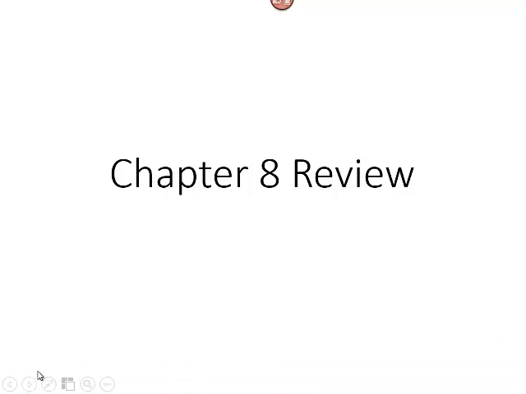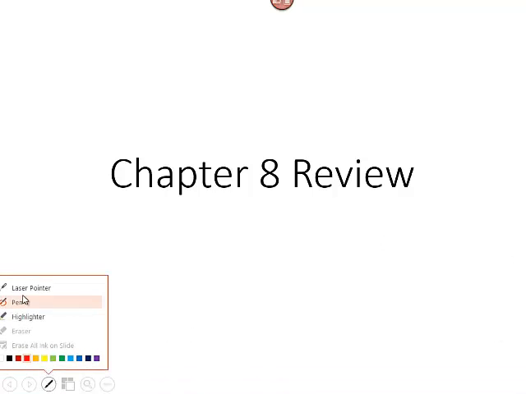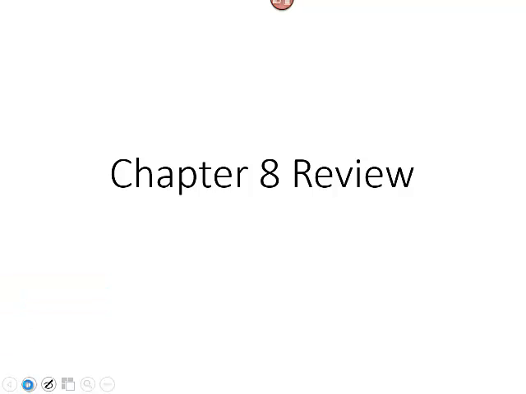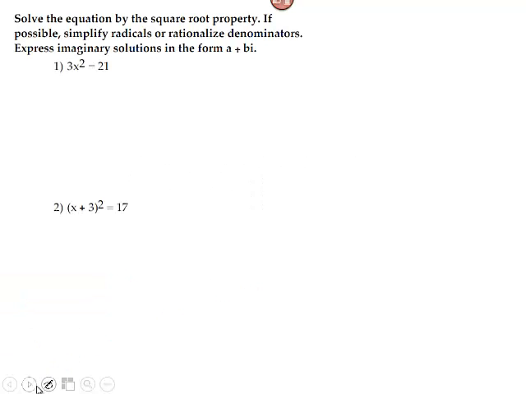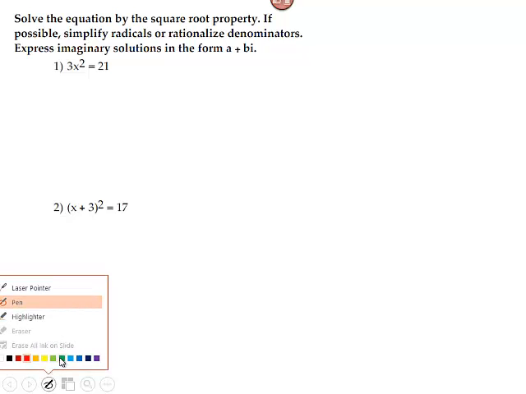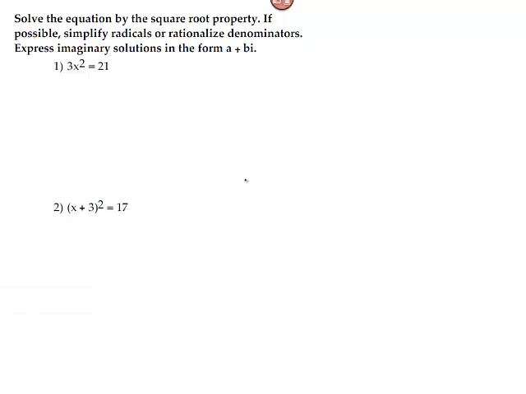Alright, let's get started with the Chapter 8 review. Number 1 here, we want to solve these equations by the square root property, which is a pretty nifty, easy to use property. All you have to do is get x squared by itself to start off. So here, there's a 3 next to x squared that we want to get rid of. So we divide by 3 on both sides and get x squared equals 21 divided by 3.